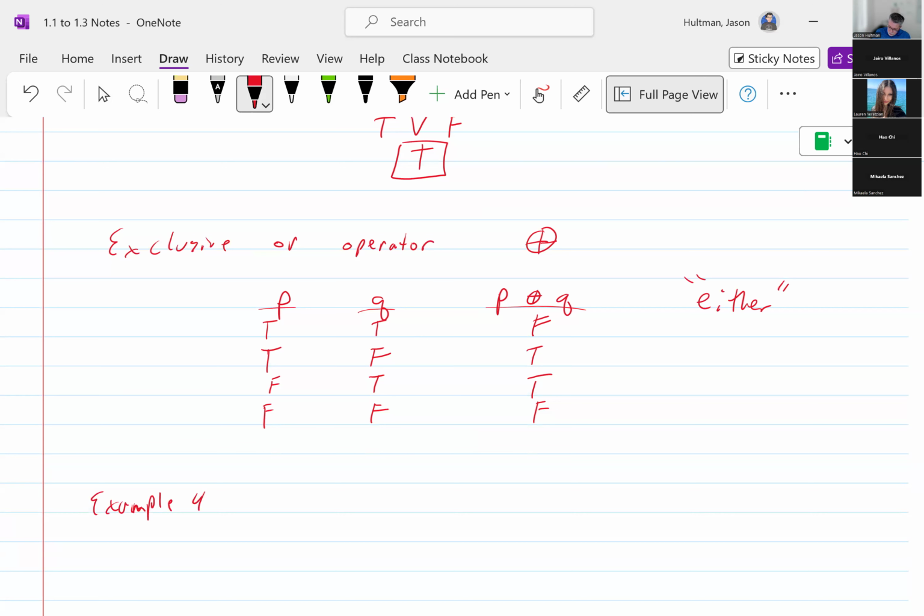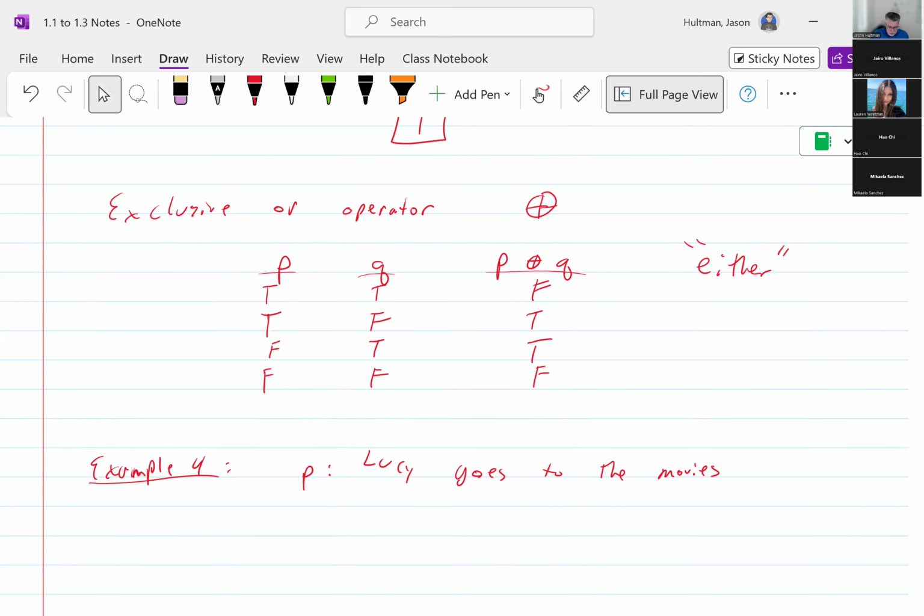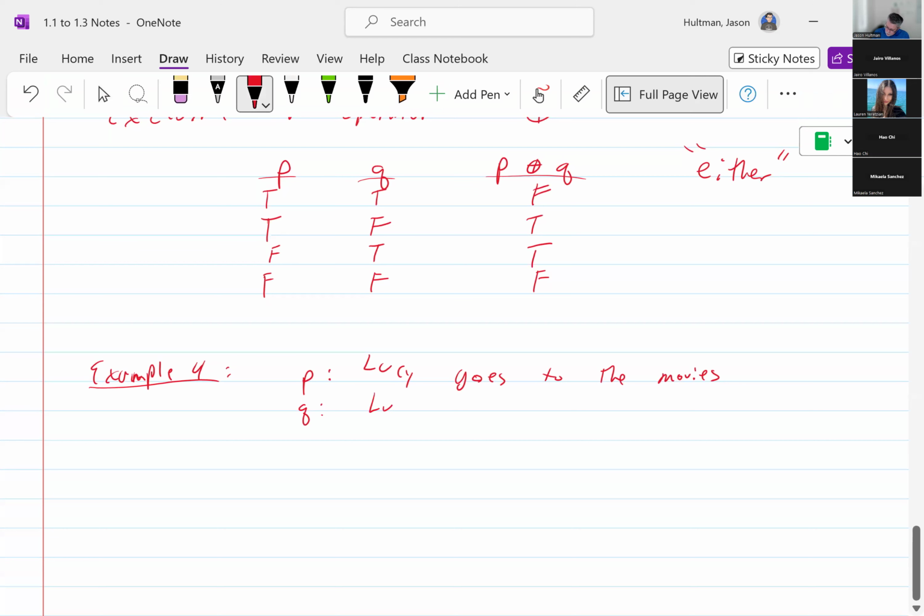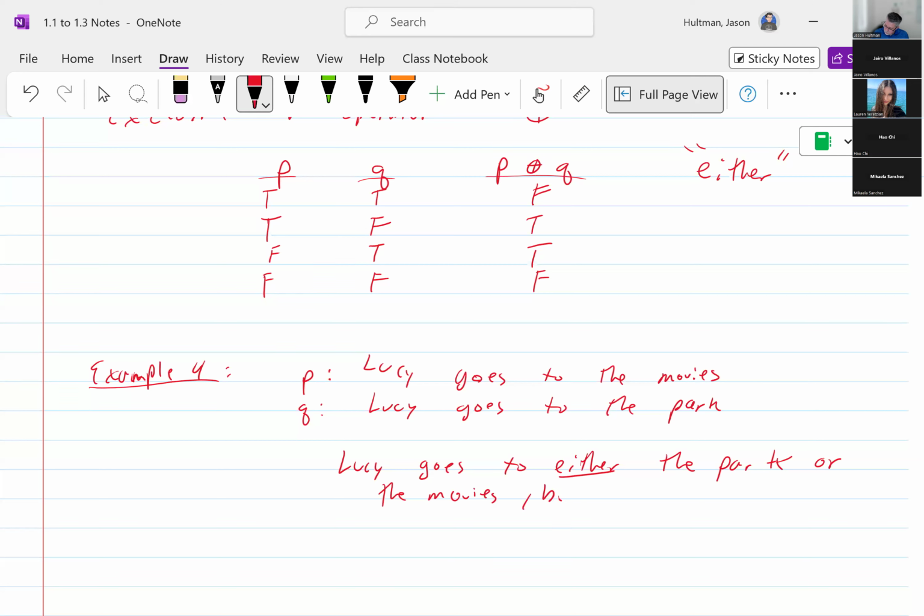So example 4. P: Lucy goes to the movies. Q: Lucy goes to the park. So Lucy goes to either the park or the movies, but not both. Okay, but not both. So this would be P exclusive or Q.